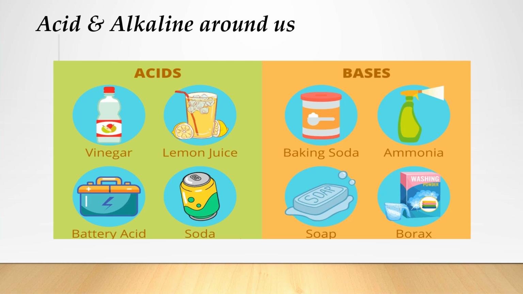Now, let's have a look at the common acids and alkalis we use on a daily basis. First, we have vinegar that we normally use for cooking. Vinegar is made up of acetic acid. Next, we have sulfuric acid in battery fluid, citric acid in lemon juice, and carbonic acid in soft drinks. As for the bases, we have sodium bicarbonate in baking soda, potassium hydroxide in soap, ammonia in fertilizer, and sodium hydroxide in washing powder. So, we are surrounded with acids and alkalis in our daily life.